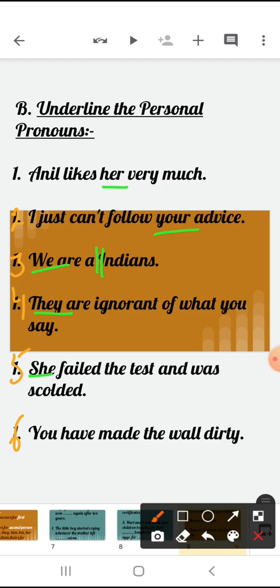Next, you have made the wall dirty. "You" is a personal pronoun. So here also the words her, your, we, they, she are third person and personal pronouns, and "you" is the second person but also a personal pronoun. So I hope this exercise also you have done. Now moving on.